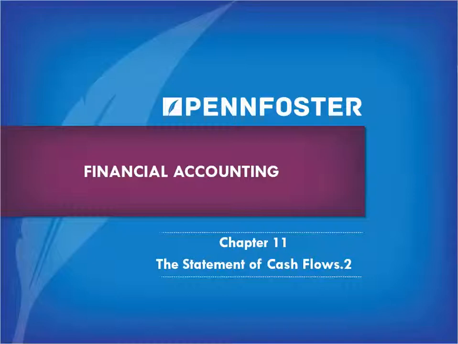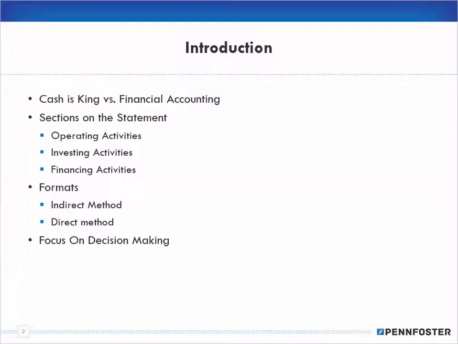In this series of videos, we are going over the theory for Chapter 11, which is on the statement of cash flows. In the last video, we talked a little bit about cash being king and why we're creating a statement of cash flows versus financial accounting, and tried to give just a little bit of an insight into what we're doing when we create that statement. We're taking our balance sheet information and our income statement information, and we're adjusting it so that we can end up with our cash position.